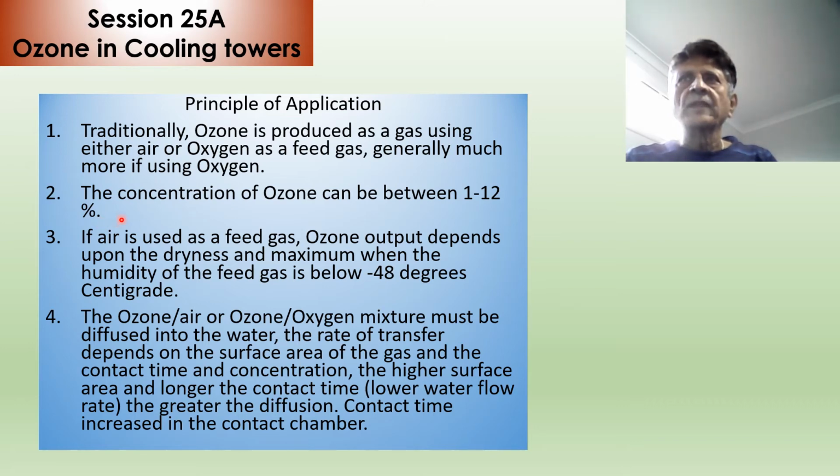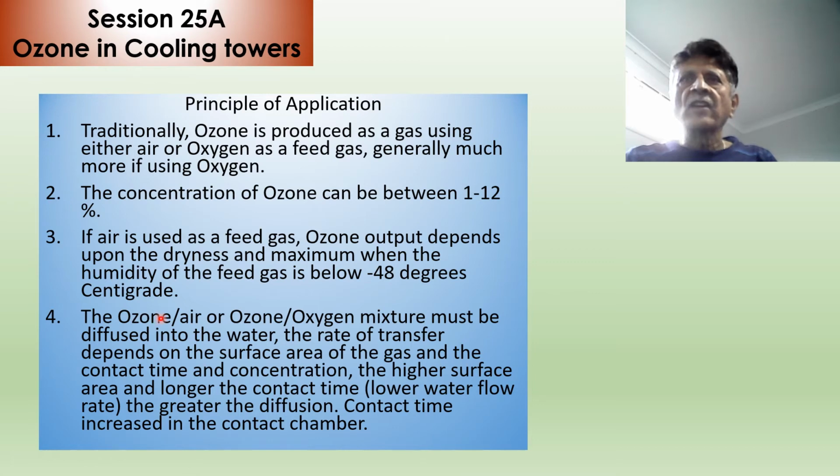Even an effective concentration of ozone in the cooling tower water of 0.1 ppm or 0.2 ppm will be more than enough. If air is used as a feed gas, the ozone output depends upon the dryness, and it becomes maximum when the humidity of the feed gas is below minus 48 degrees centigrade.